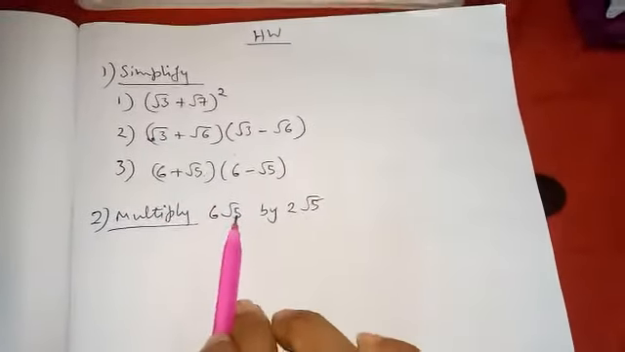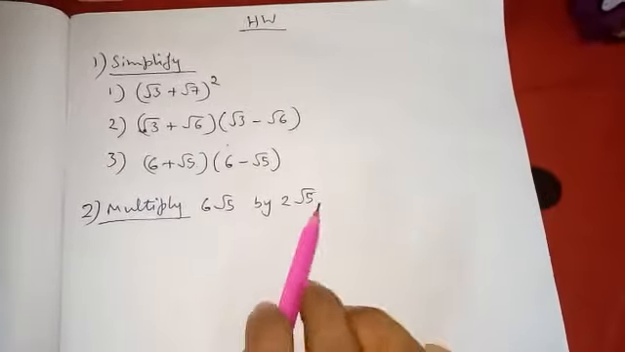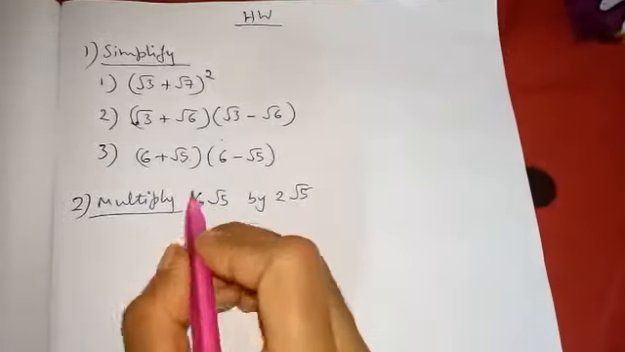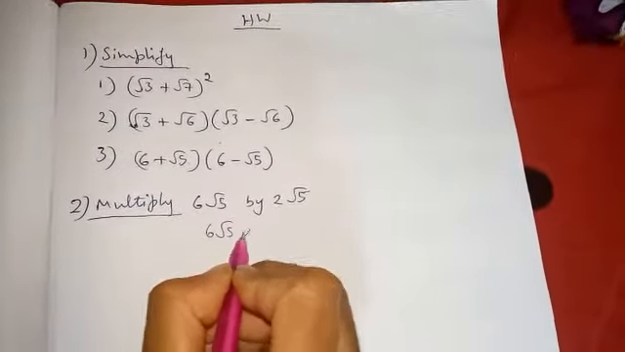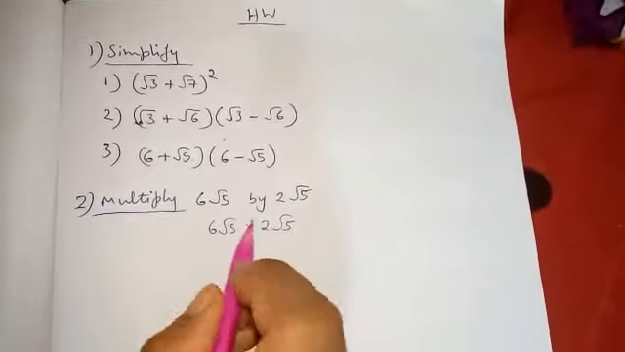Next, multiply 6 root 5 by 2 root 5. You have to multiply 6 root 5 and 2 root 5. You can write this as 6 root 5 into 2 root 5. So you can multiply the square roots also.